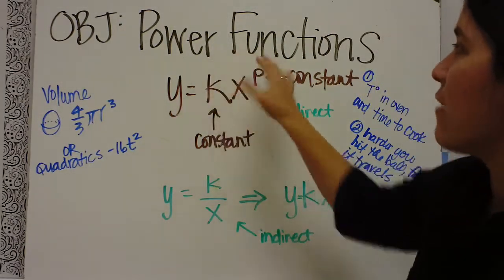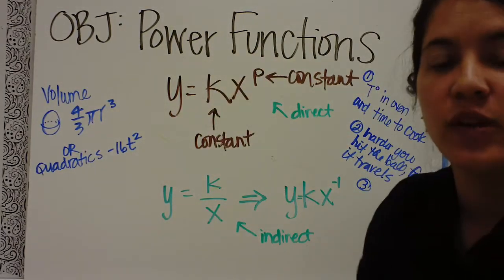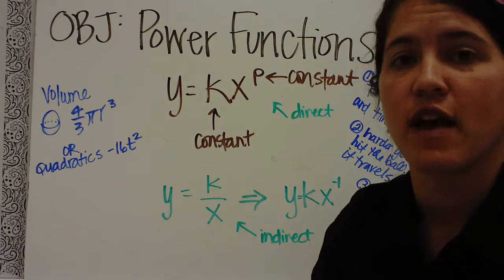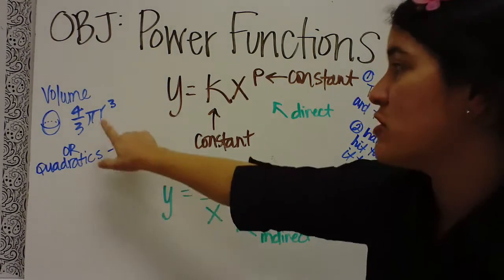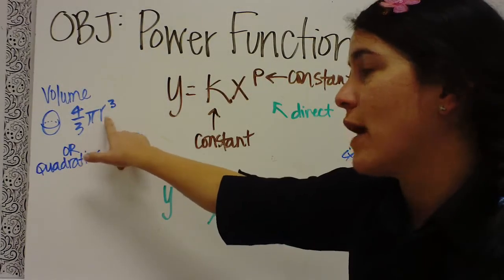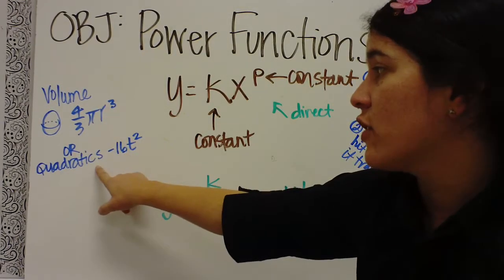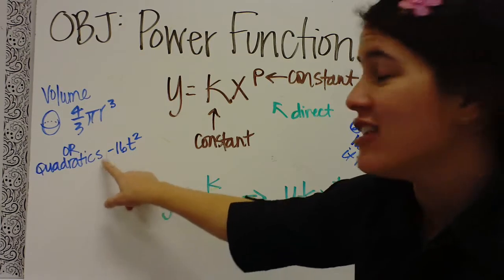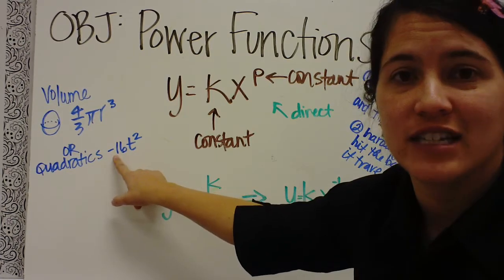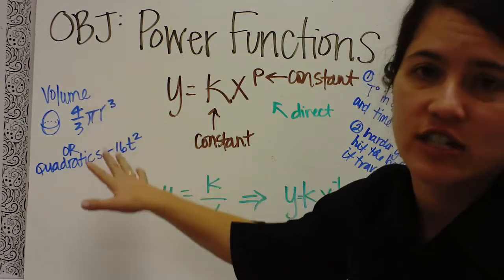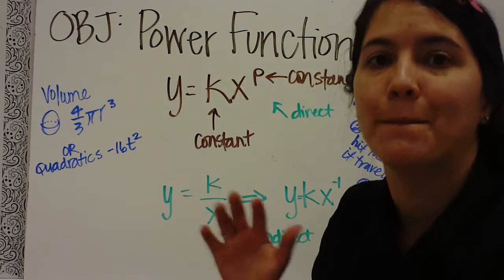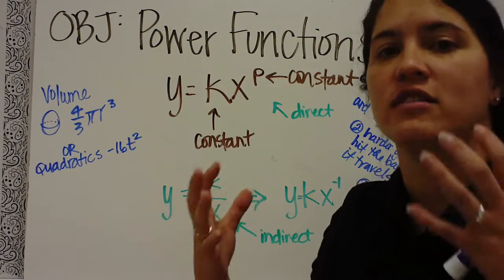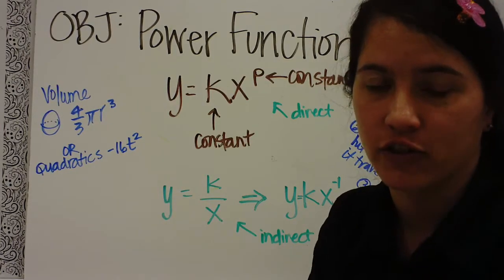Today's objective is power functions. We've been going over lots of functions, so now this is the big umbrella that's called a power function. An example of a power function might be the volume of a sphere, 4/3 pi r cubed. Or if we're doing quadratics and we're talking about gravity, you normally would start with negative 16t squared. These are just examples. You've seen power functions, we've done power functions, so now I'm just going back, showing you all of these can be written as a type of power function.